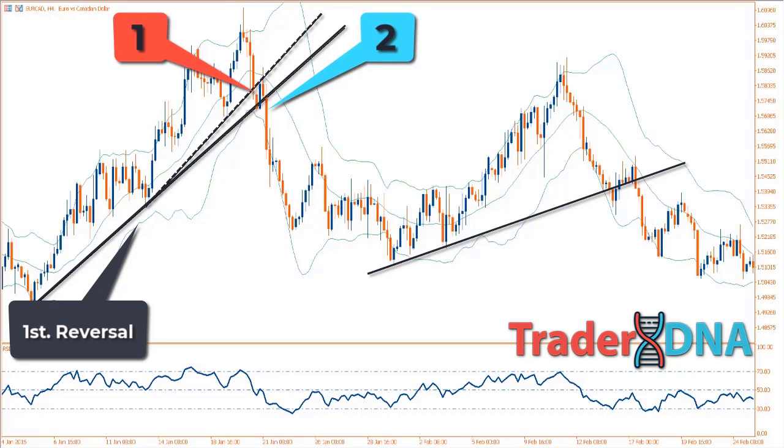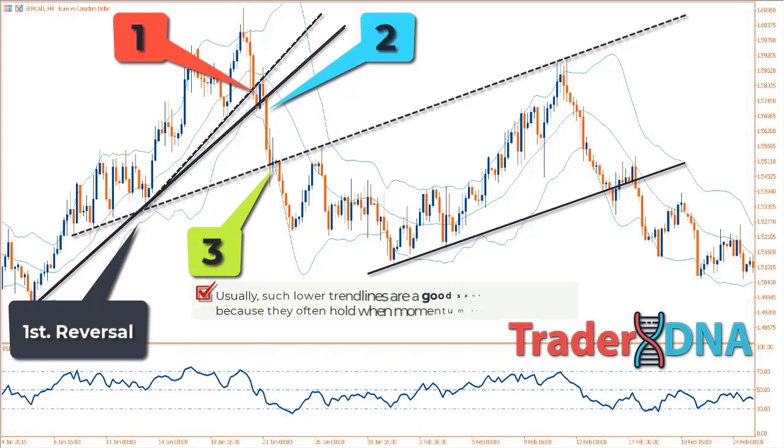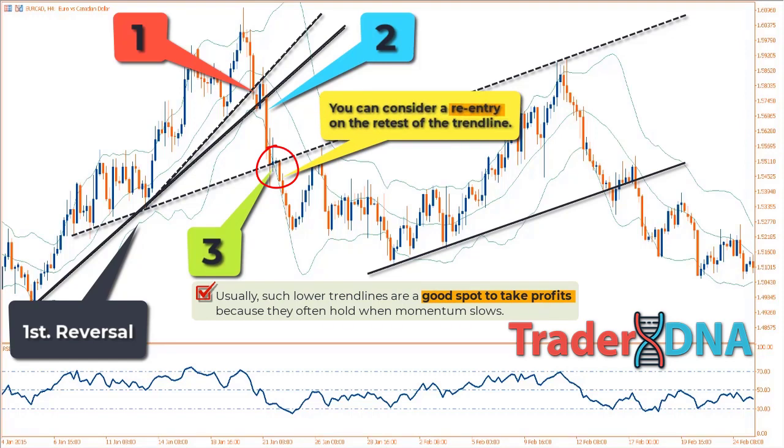Then, price sold off fast, and at point 3, price broke and retested a lower trendline. Usually, such lower trendlines are a good spot to take profits because they often hold when momentum slows. And when you get a confirmed break of the lower trendline, you can then consider a re-entry on the retest of the trendline.